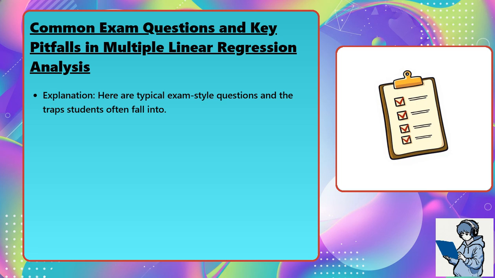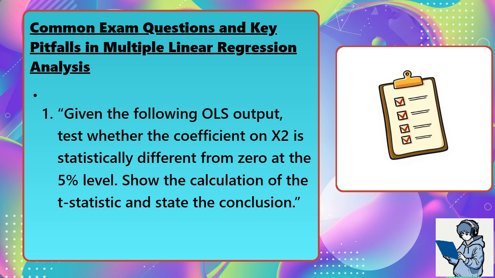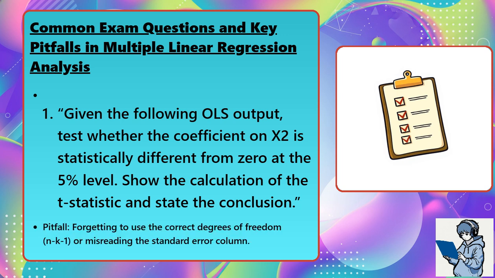Explanation. Here are typical exam-style questions and the trap students often fall into. Sample questions. Given the following OLS output, test whether the coefficient on x2 is statistically different from 0 at the 5% level. Show the calculation of the t statistic and state the conclusion. Pitfall: forgetting to use the correct degrees of freedom, n-k-1, or misreading the standard error column.